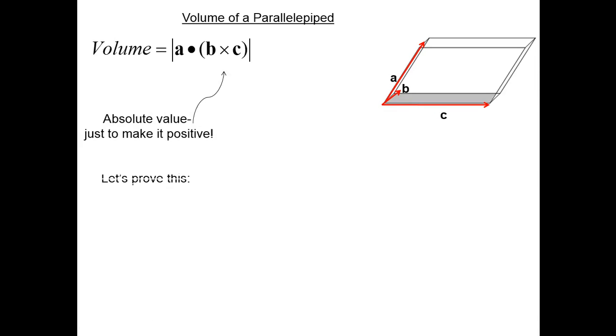I've got a little proof here of where this formula comes from. It's not terribly difficult to see where it comes from. The base is a parallelogram. To get the area, that would be the magnitude of the cross product of two adjacent sides, so that would be B and C.